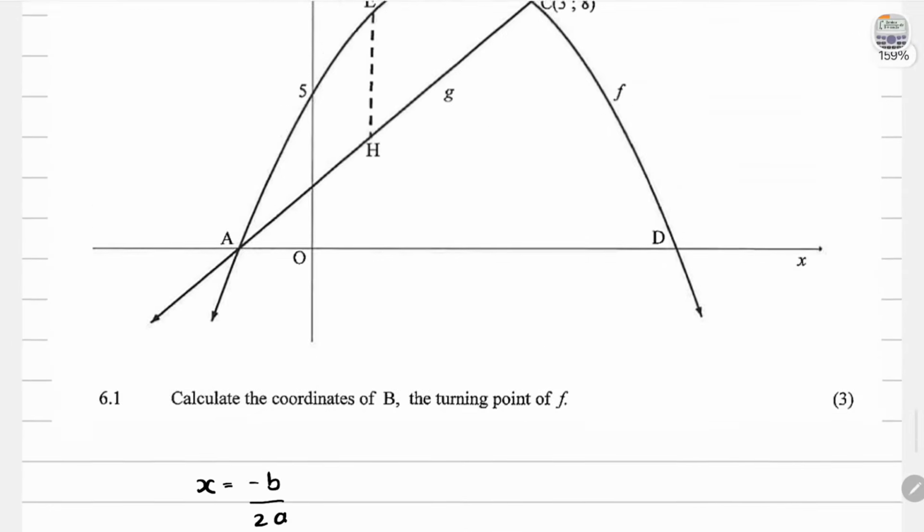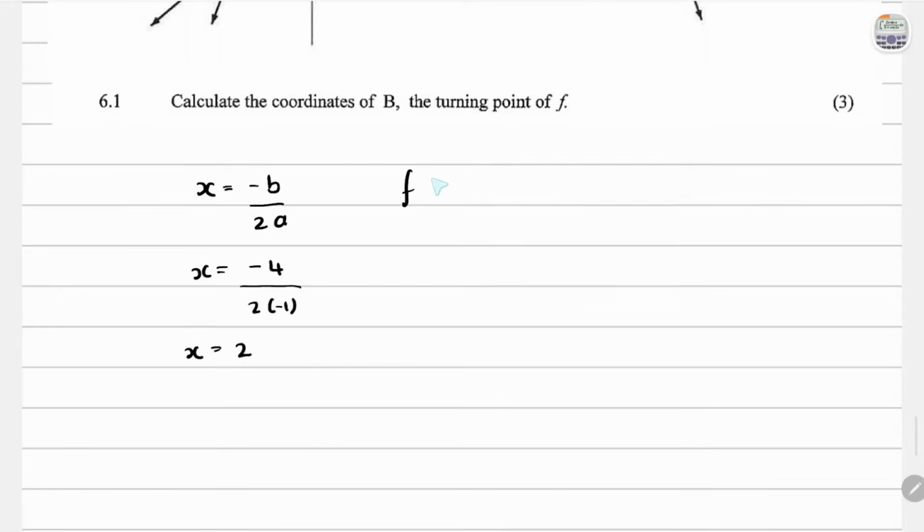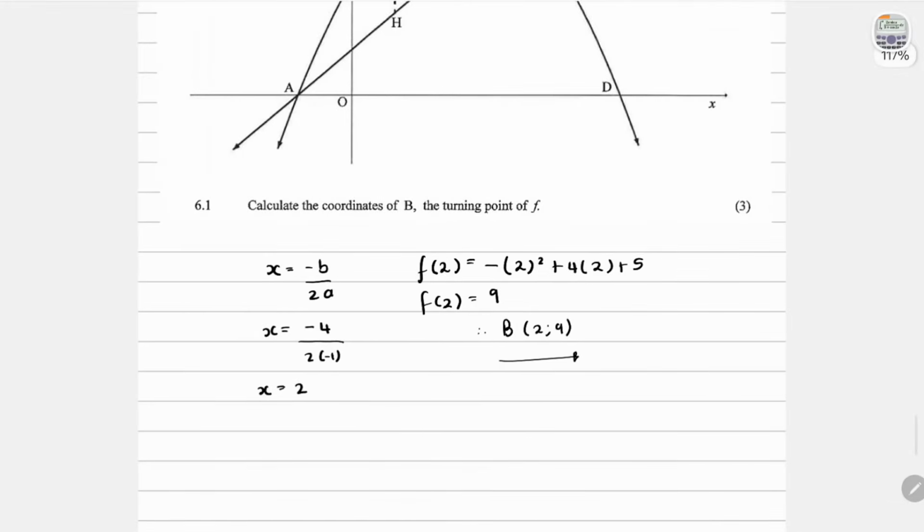Okay, so we have the x value, and now we can find the y value by simply substituting that x value into the equation. So f of 2 is equal to negative (2) squared plus 4 times 2 plus 5. And therefore f of 2 is going to be equal to, these two together give you 8 and 5, that's 13, minus 4, 13 minus 4 is 9. So that is our answer. B is (2; 9). And that is the answer to that question.